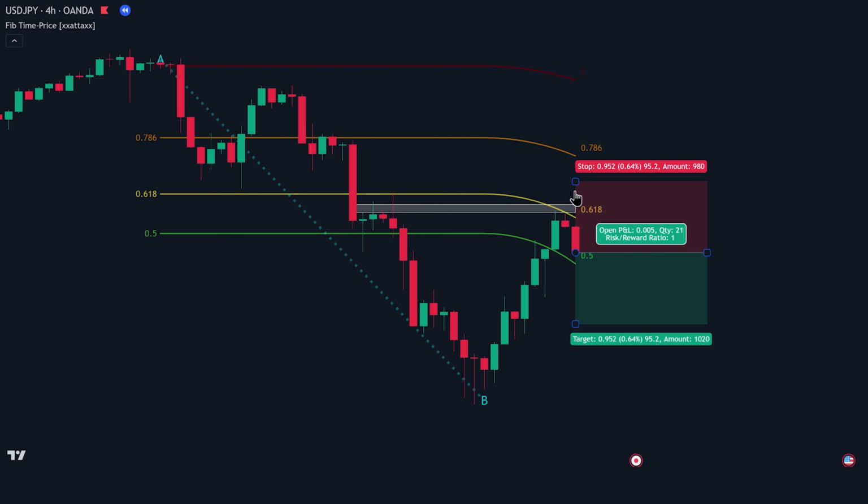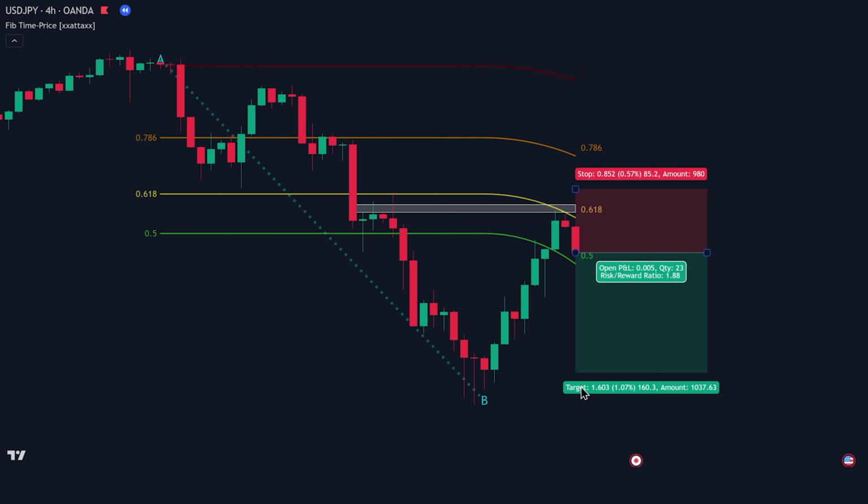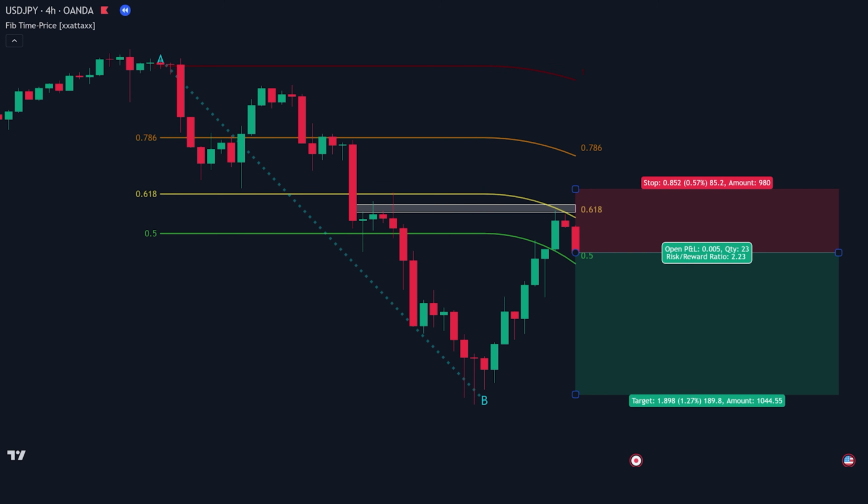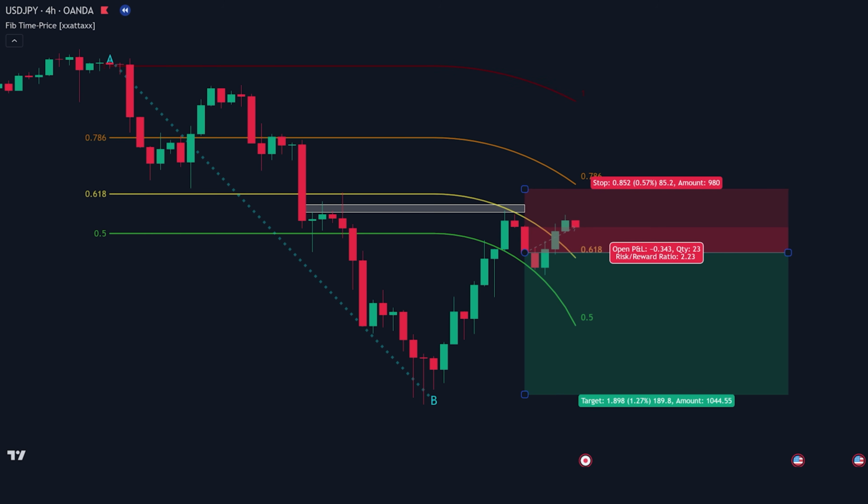For risk management, the stop loss is set slightly above the 0.618 Fibonacci level and the resistance line. The take-profit target is set lower, near the previous swing low. Let's see how this trade plays out.